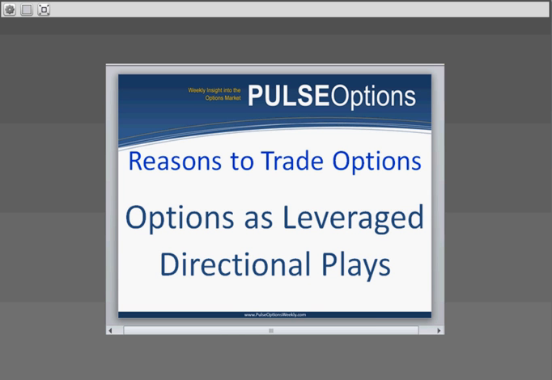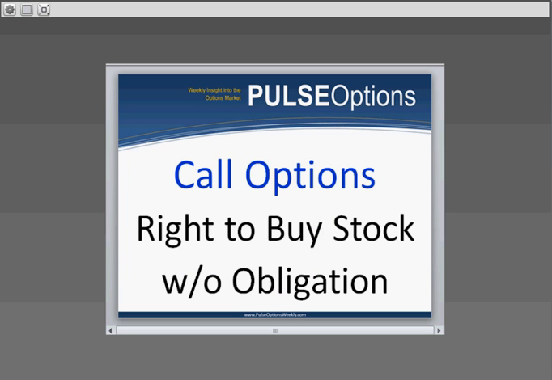The other way of looking at it is that options are a leveraged directional play. Right? Options have a lot of leverage to them. You can buy a call option, which gives you the right to buy a stock for a set price, for a set period of time, without the obligation to buy the stock.